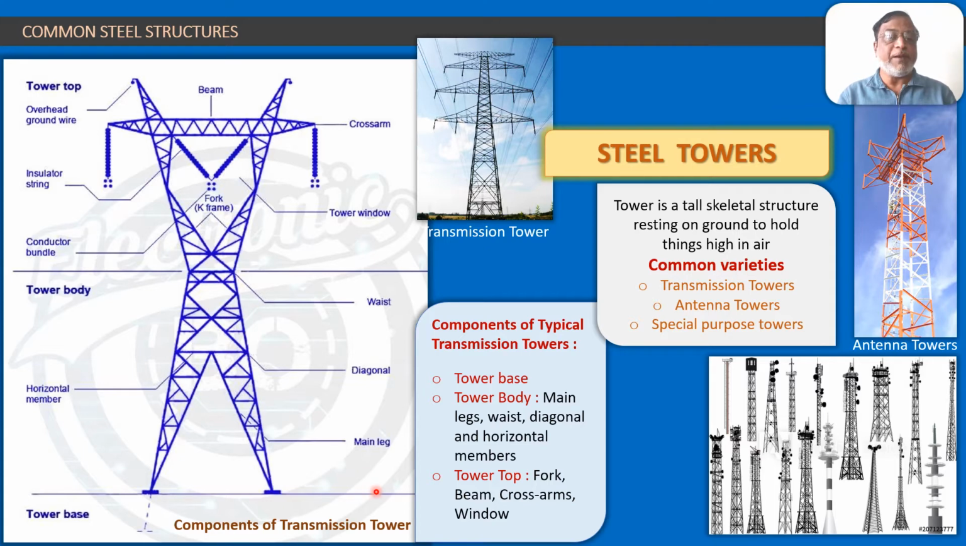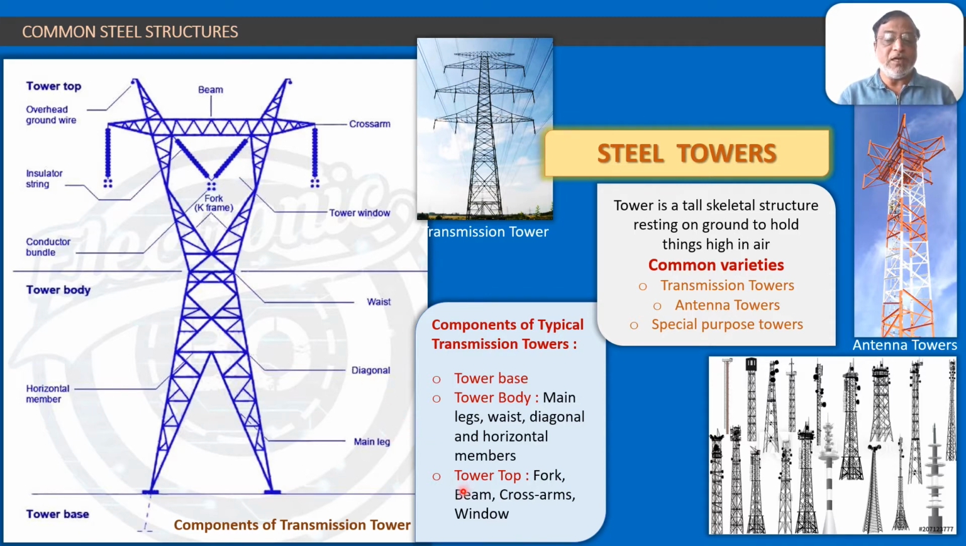If you look at the shape of the tower, you can see that it can resemble a human figure or a human body having his hands raised. So the tower body is up to the waist of the tower. It consists of main legs. These two are the main legs. Then there is waist and there are diagonal and horizontal members. You can see these diagonal members means all these inclined members and horizontal members means all these horizontal members. So this total framework constitutes the tower body.